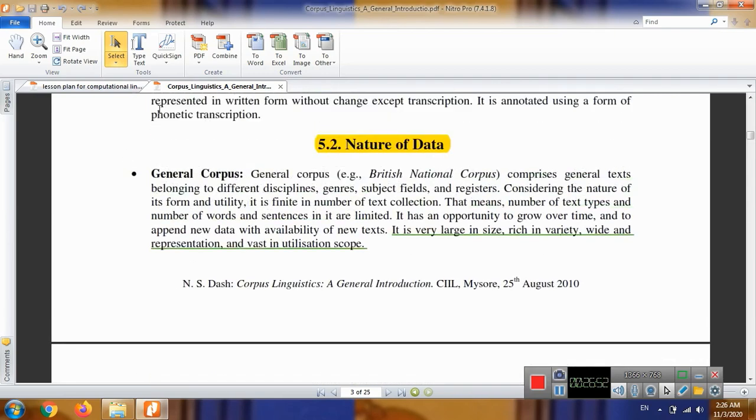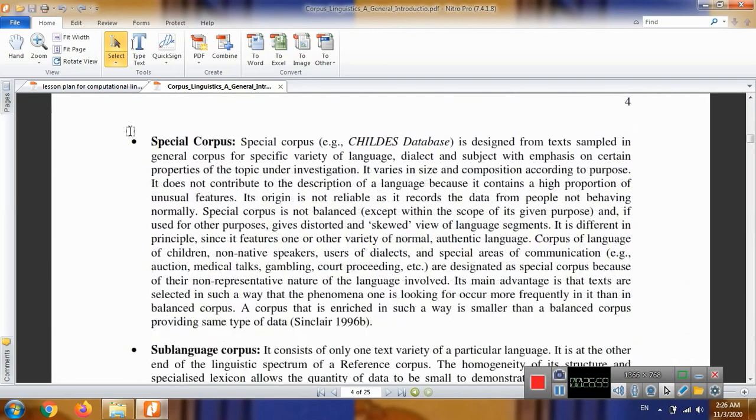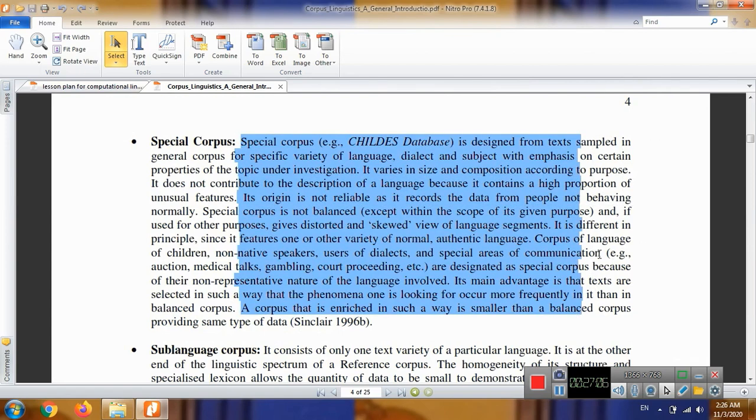Okay, that was a general corpus. Another type of corpus based on the nature of data is a special corpus. A special corpus, like the child's debates, is designed from text sampled in a general corpus for a specific variety of language, dialect, and subject, with emphasis on certain properties of the topic under investigation. It varies in size and composition according to purpose.